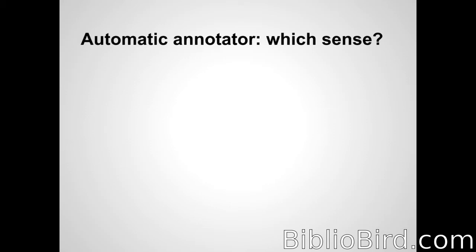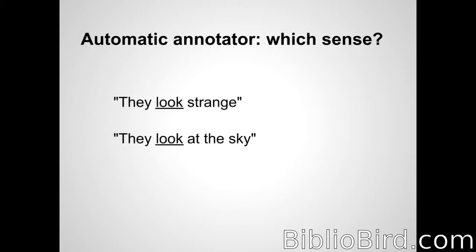Most words have more than one meaning, or sense as they're usually called in dictionaries. Consider the following two sentences. They look strange, and they look at the sky. Those are two separate senses that would probably be translated differently. In Polish, they'd be wyglądać and patrzeć.